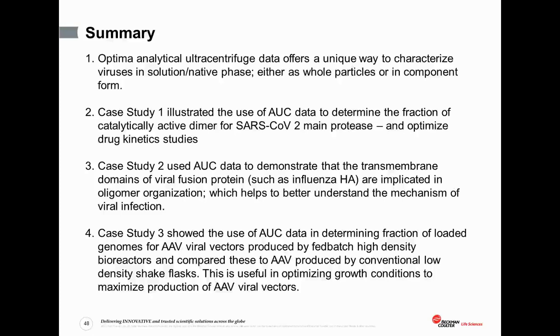And in case study number three, we discussed how the authors used the AUC data in determining the fraction of loaded genomes for AAV viral vectors produced by a fed batch or high-density growth system, and they compared this to AAV produced by the conventional or low-density growth system. What they found is that the high-density growth system gives them largely the same fraction of loaded particles. And this is very useful in optimizing growth conditions to maximize the production of viral vectors.